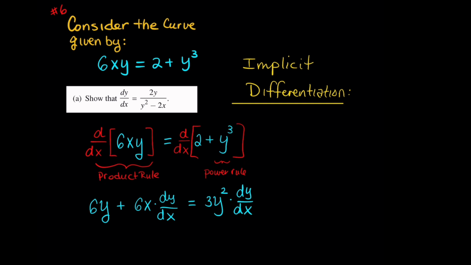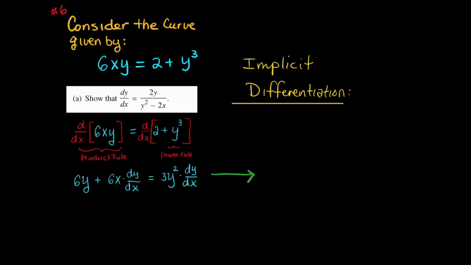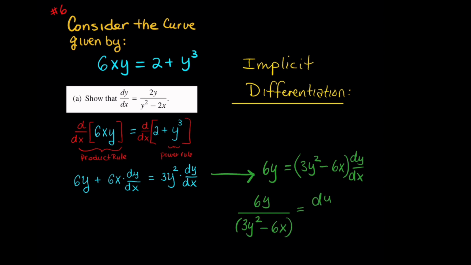Then we're going to move some things together to collect like terms of dy/dx by moving that 6x dy/dx to the other side. And grouping those and factoring out a dy/dx, we can isolate dy/dx and solve for the derivative: 6y over 3y² minus 6x. And that can be simplified so that dy/dx is equal to 2y over y² minus 2x. Part A done.